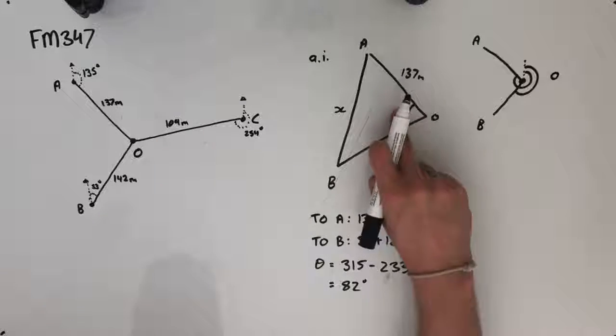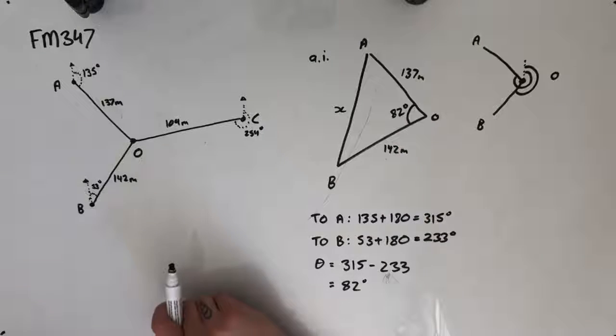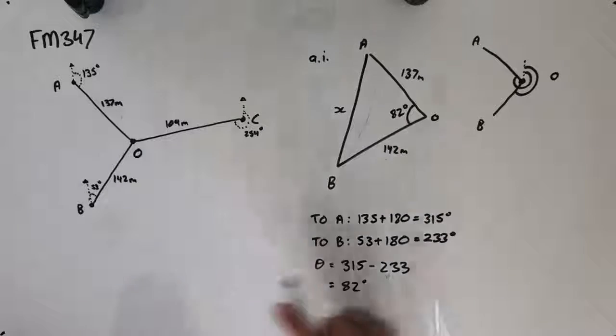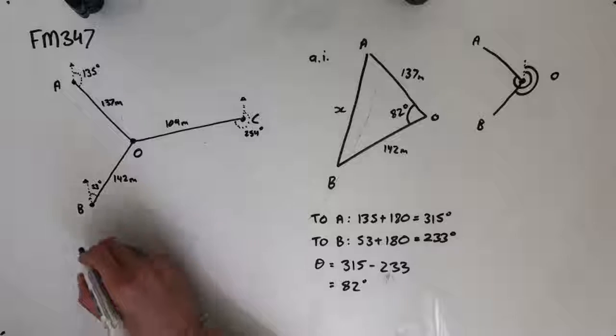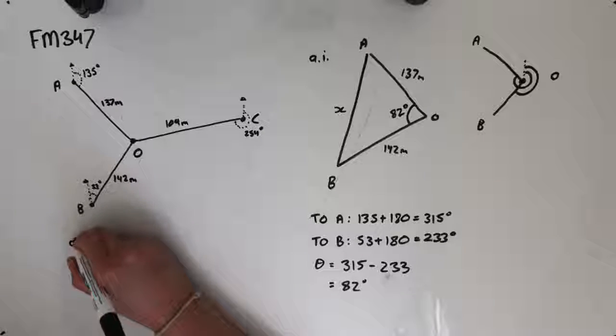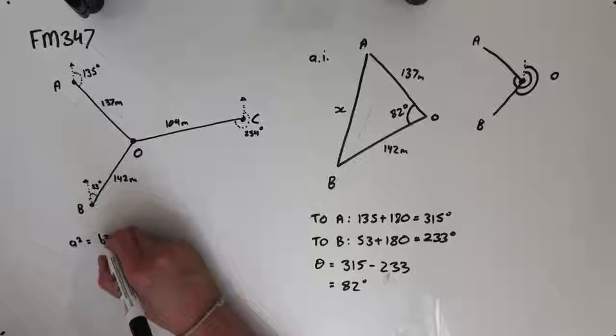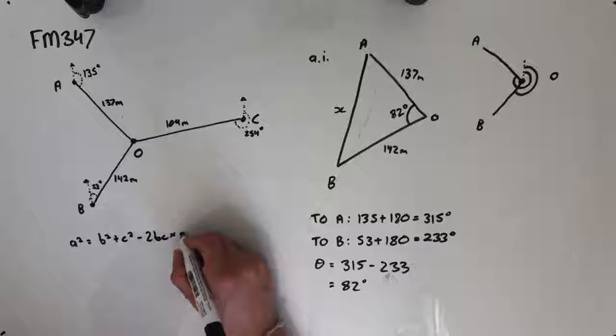Now that we know that this is 82 degrees, we have the necessary information to figure out what this value x is. So the stock standard sort of base formula that you would use to figure this question out is going to be a squared equals b squared plus c squared minus 2bc cos A.